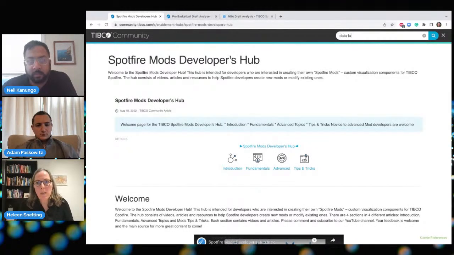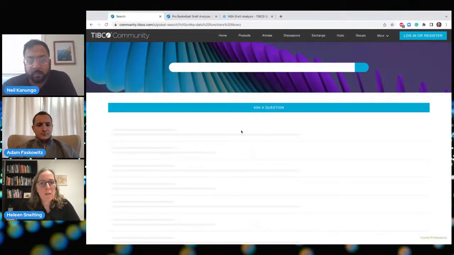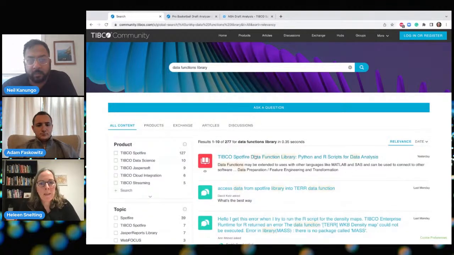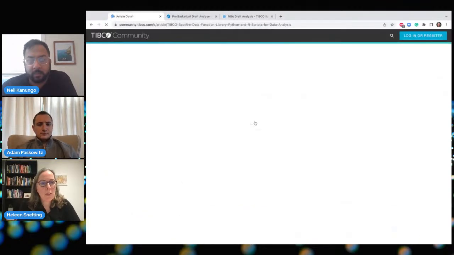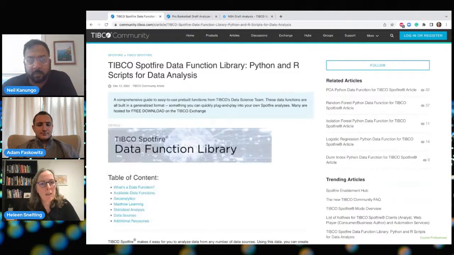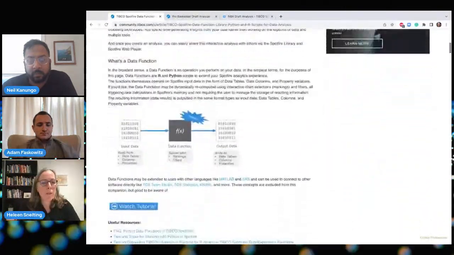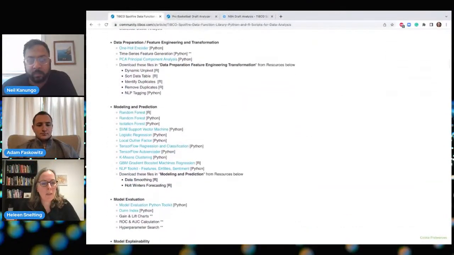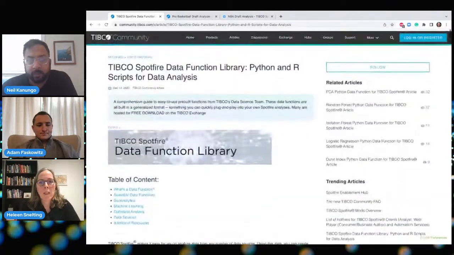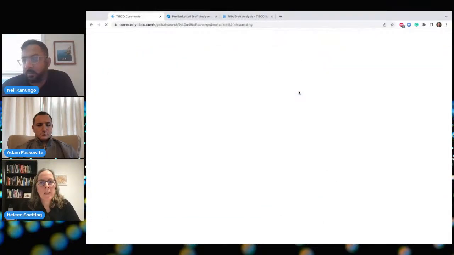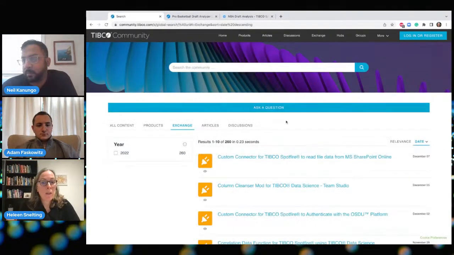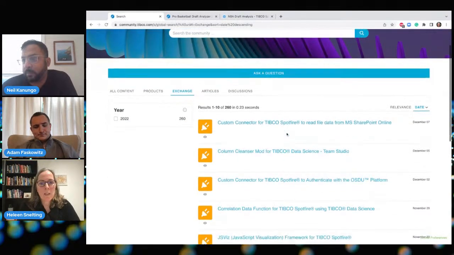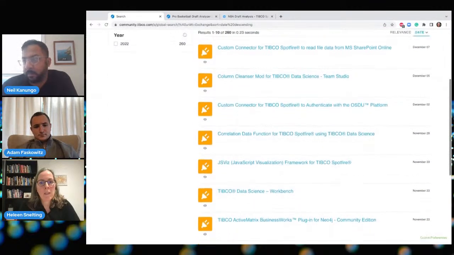We talked a lot about data functions today, so I just wanted to make sure that you know where to find them. We have an article called Data Functions Library, and there is a wealth of data functions there, which explains what they're used for, but also has links to the community exchange, where you can download them with all the instructions as well. This is the exchange. It's basically a place where you can get all these extensions to our products, and a lot of Spotfire extensions are available here.